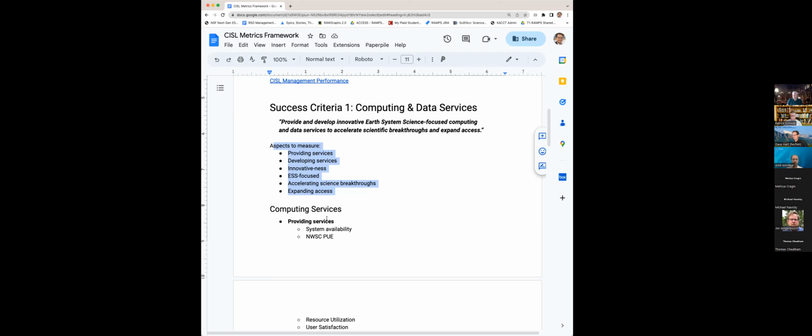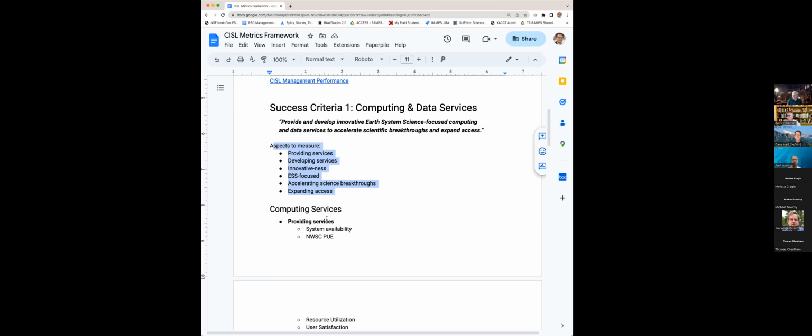Similarly, being Earth system science focused for NCAR is very important, yet we don't have easy metrics that say we are Earth system science focused. Now I can show allocations data that says all the work we do is in the Earth system sciences, but that's sort of a fait accompli, because we only allow Earth system science work on the system. So saying that that's what's on the system is sort of a bit circular logic.